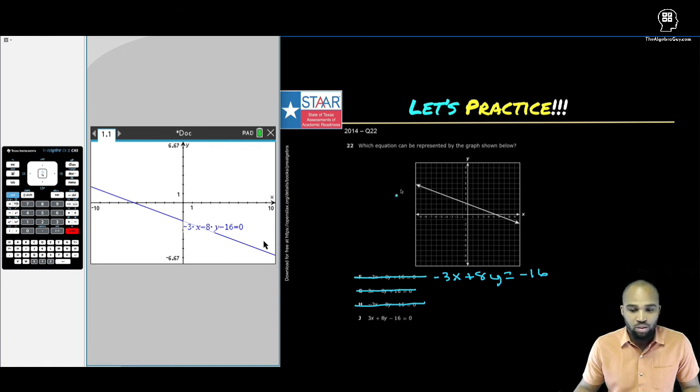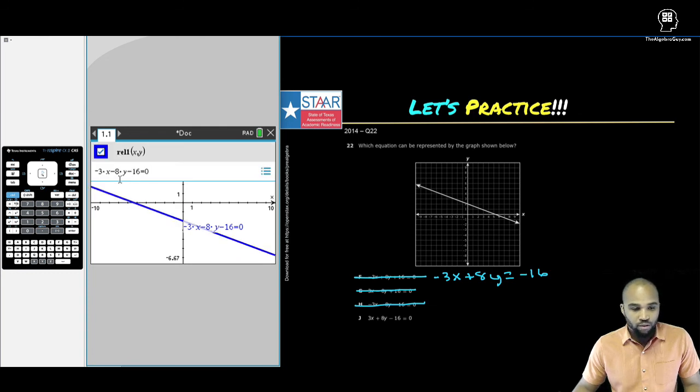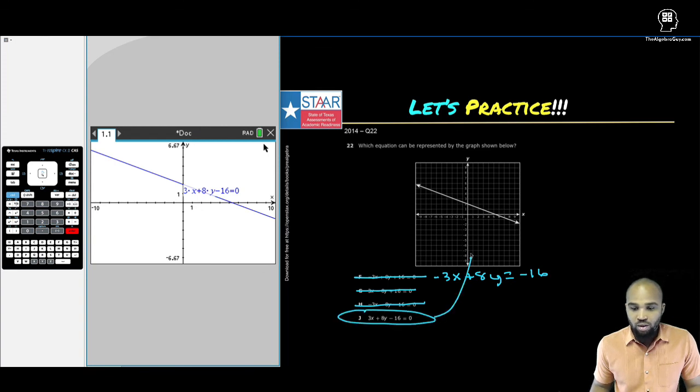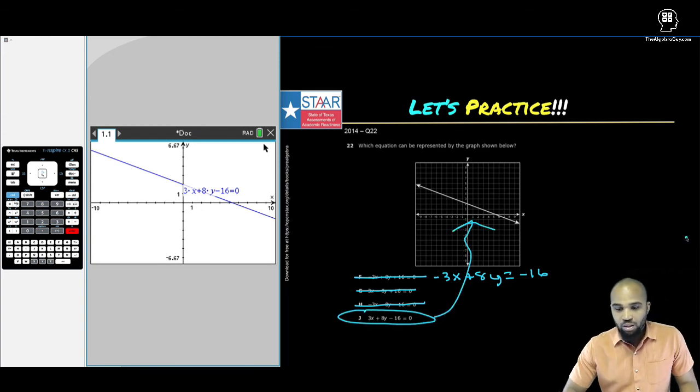It doesn't look like that one because that's obviously below the origin. This one's above the origin. So let's put this last one in. Hopefully it's the right one because it's the only one we've got left. Plus 8y minus 16 equals 0. And voila, however you say that word. There it is. So I could just graph that. That's really the easiest way.